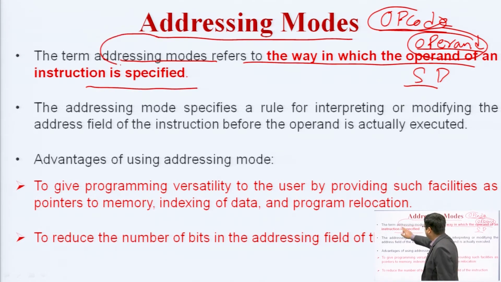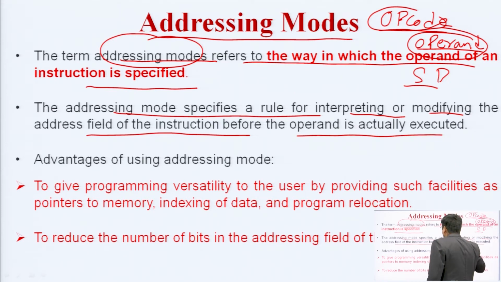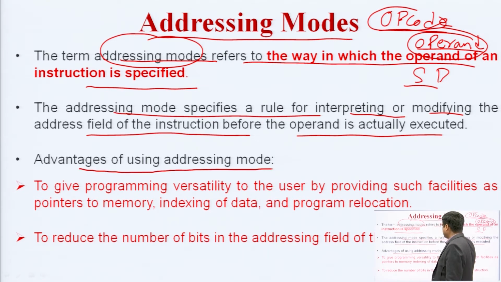As the name implies, addressing modes are various modes to address the operands by the opcodes. The addressing mode specifies a rule for interpreting or modifying the address field of the instruction before the operand is actually executed. As we are discussing, addressing modes define the way in which the operands are accessed by the instruction itself. Instruction means opcode itself.